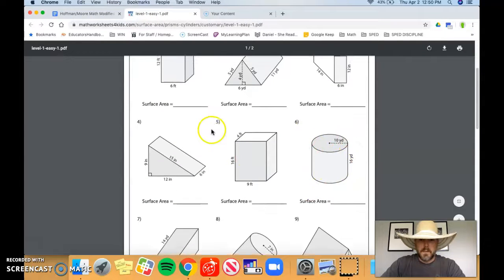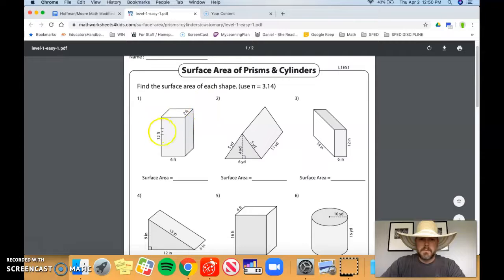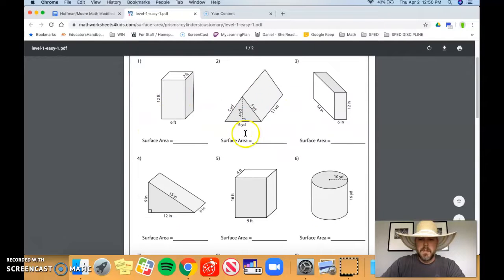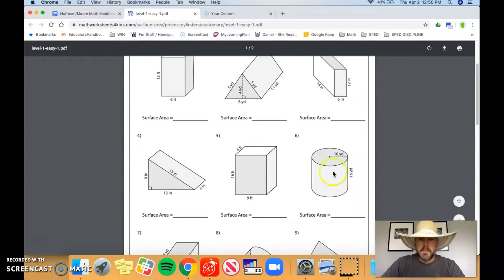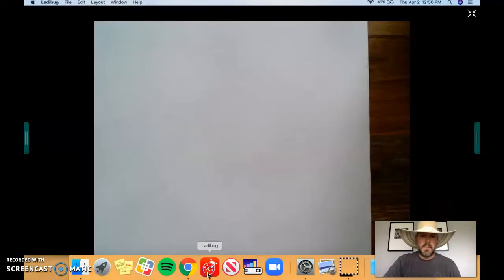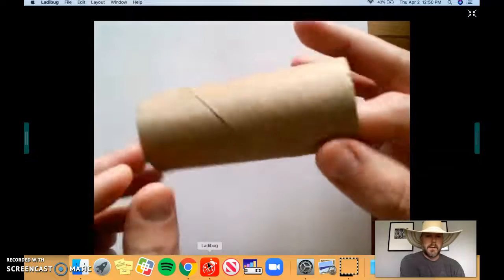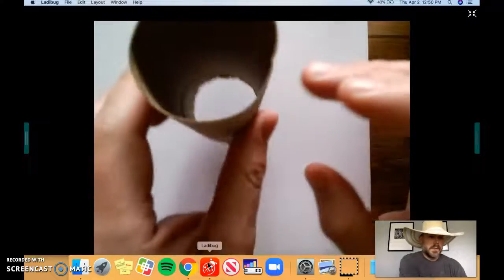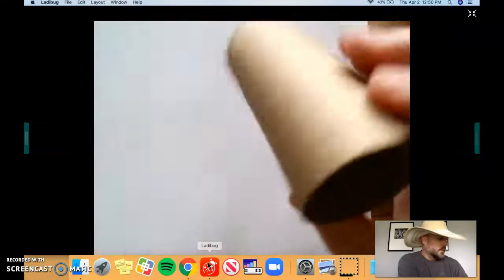In my last video, I worked through problems number one and number two, and now I want to do number six. Cylinders are a little different. We have a top, which is a circle, and a bottom that matches. But then we have the face of the cylinder that wraps around the cylinder. So I want to talk about that super quick. Here you have a toilet paper roll, okay? Actually, this is a paper towel roll.